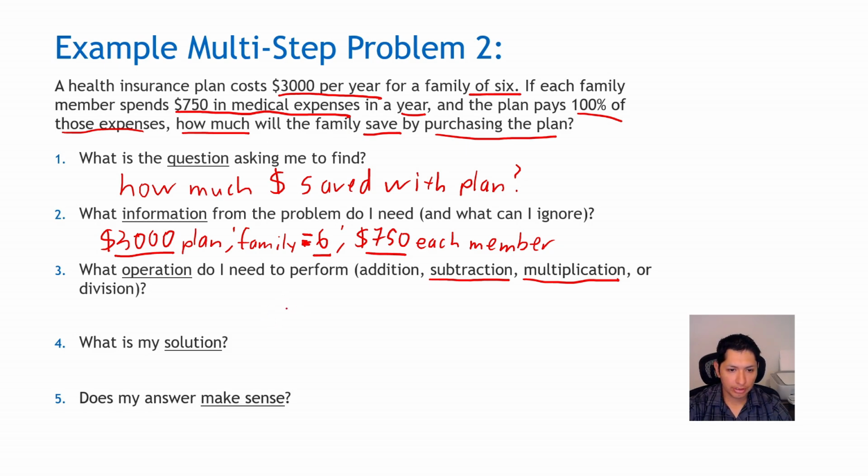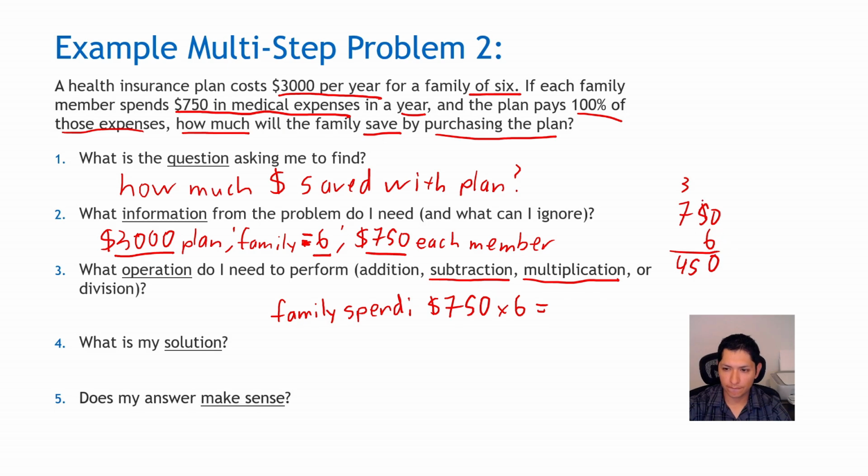So I'm going to label how much the family spends as family spend. And that is $750 spent by 6 family members. And $750 by 6, I didn't pre-calculate this, so I'm going to multiply it here quickly. So let's do 6 times 0, 30, 7 times 6 is 42, 450. There you go. I was like, I'm missing a 0 somewhere. $4,500.